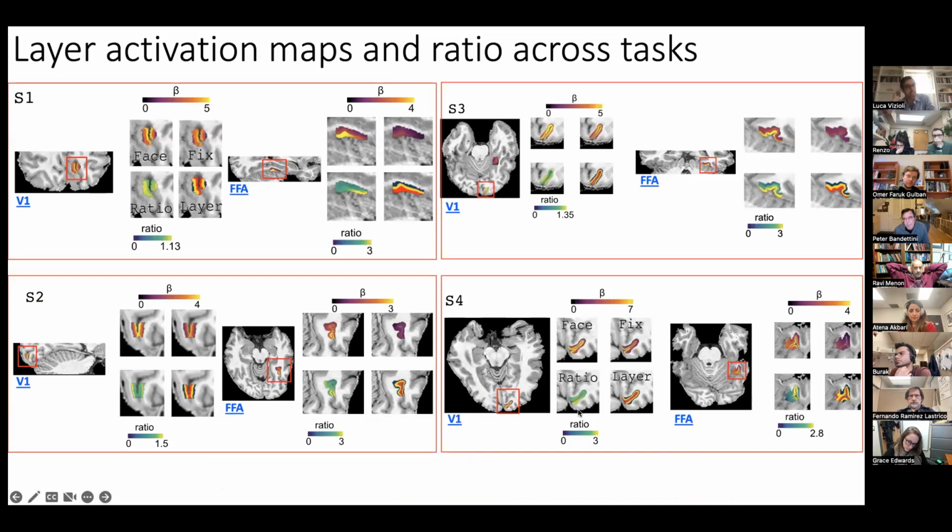So we repeated this analysis for all of our subjects, shown here. I know there's a lot of information, but we replicated the same results for all our subjects, where we observe this task modulation, as measured by this ratio metric, to be largest in the inner depths of V1 and outer depths of FFA.